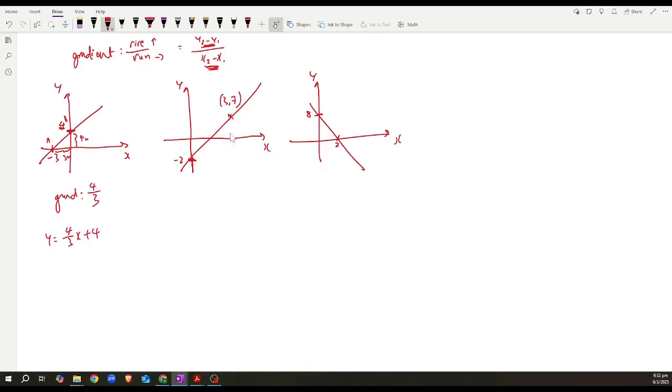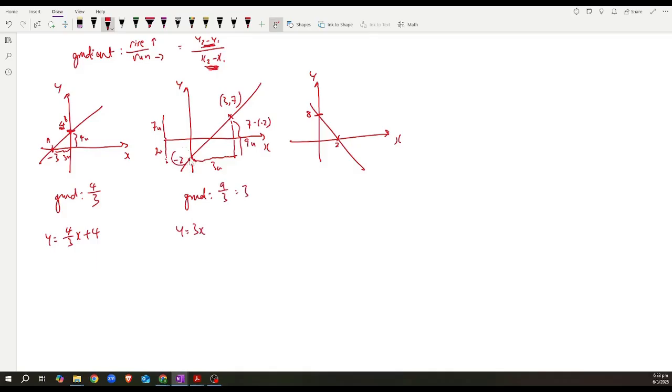Okay, the next one, same thing. You can calculate the gradient yourself. The rise will be 7 minus negative 2, which is 9 units. Just from negative 2 up to 0, that's 2 units. From 0 units to 7 units, that's another 7. So altogether that's 9 units. Then the horizontal distance will just be from 0 to 3, that's 3 units. So the gradient is 9 over 3, which is 3. So the equation of the line will be y equals 3x.